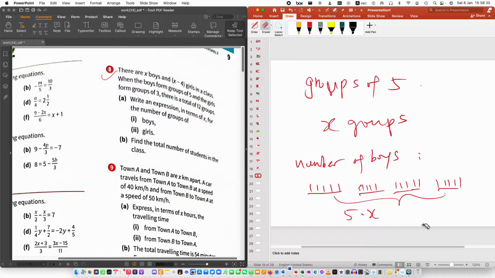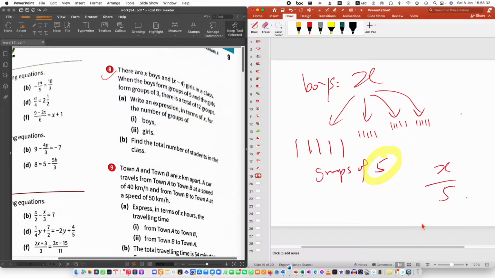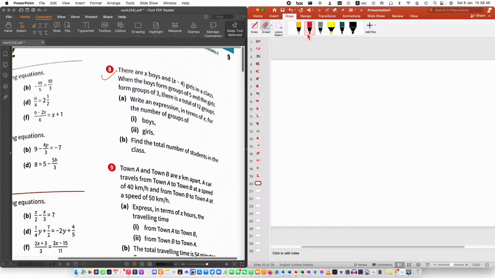Are you clear when you use 5x and when you use x over 5? Are you clear or not? So this technique is called simple example. Then you make use of the simple example to understand the question. Something like this, I can give you some very complicated stuff.